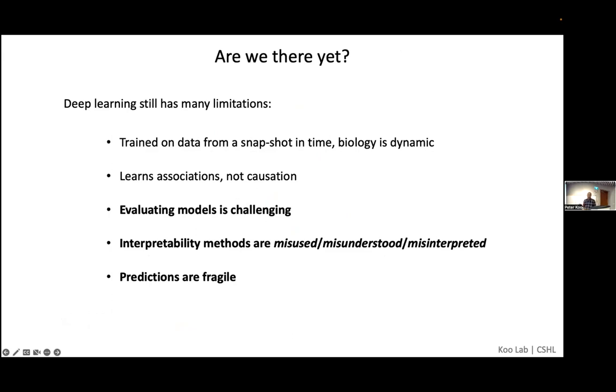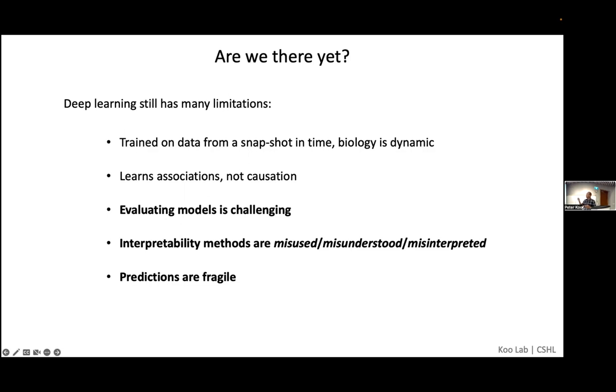Now, despite its rise in popularity, there's still this question that remains: are we there yet? And I can tell you right now, emphatically, no. While this class of models is very powerful, there are many technical limitations. For instance, we tend to train our models on data from a snapshot in time, though biology is dynamic. And second, our models are fundamentally just learning associations, and they don't have any idea about causality. But these two issues are actually broader issues that extend beyond biology to general computational modeling. We don't really have the right kinds of datasets to address these issues, at least at the scales of regulatory genomics that we aim to model with deep learning.